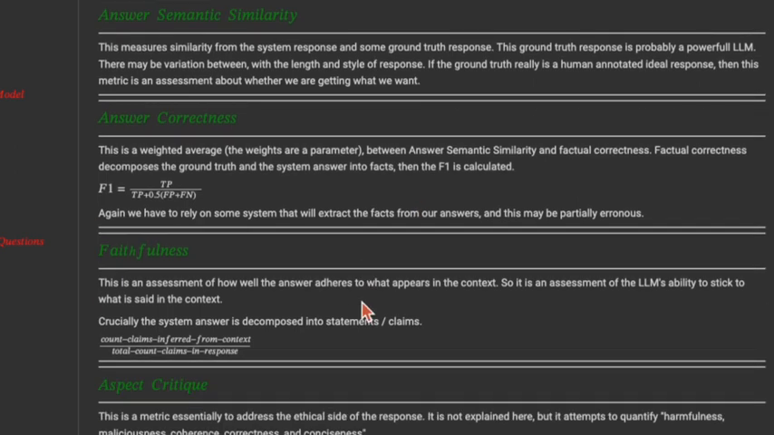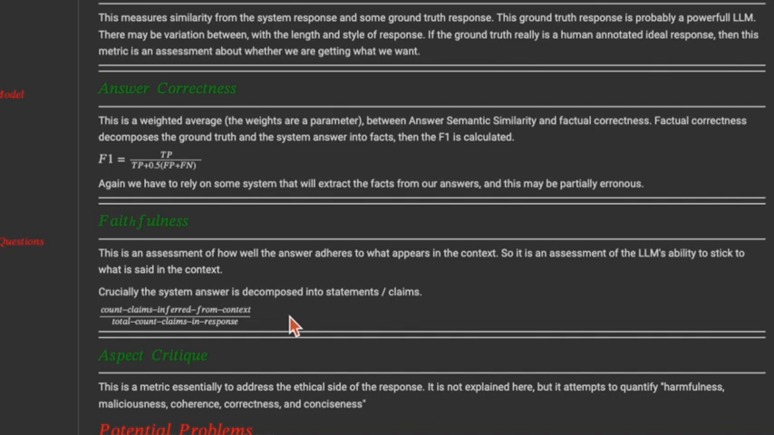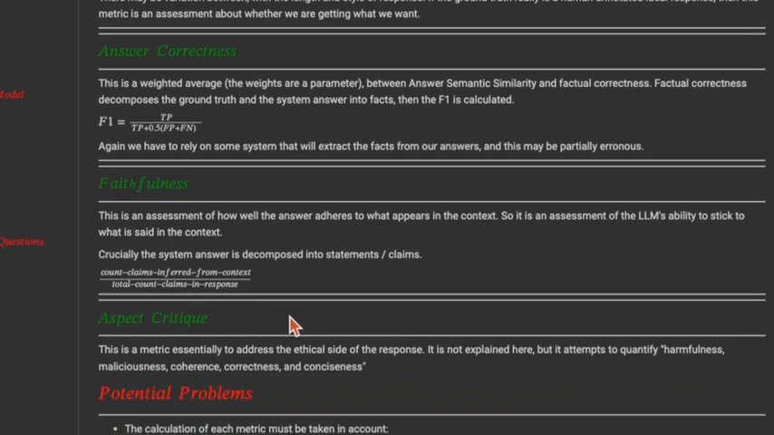And finally, we've got this faithfulness metric. This is the total count of claims in the response, and the claims which can be inferred from the context. So again, we're asking: is this large language model faithfully sticking to the information which is in the context? Like I say, before I go there, there are also some ethical measures that you may or may not need.